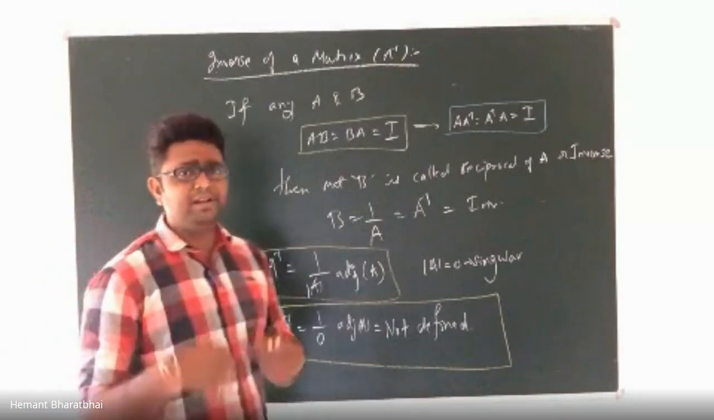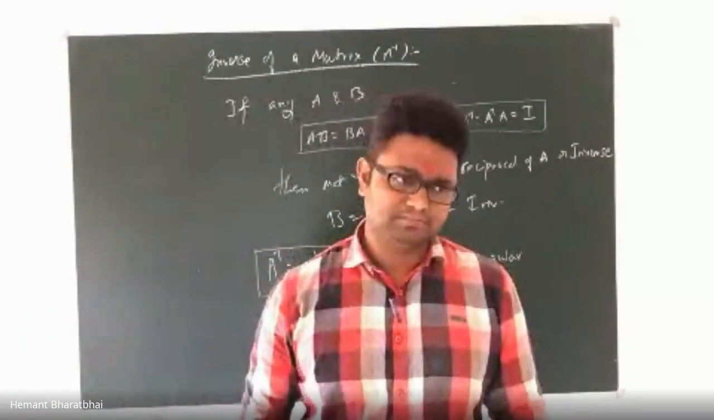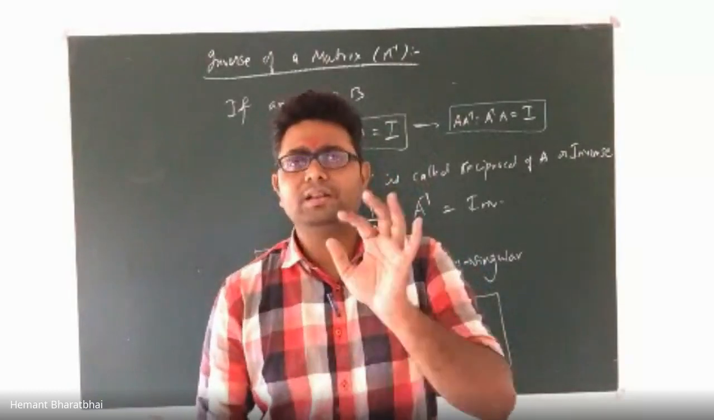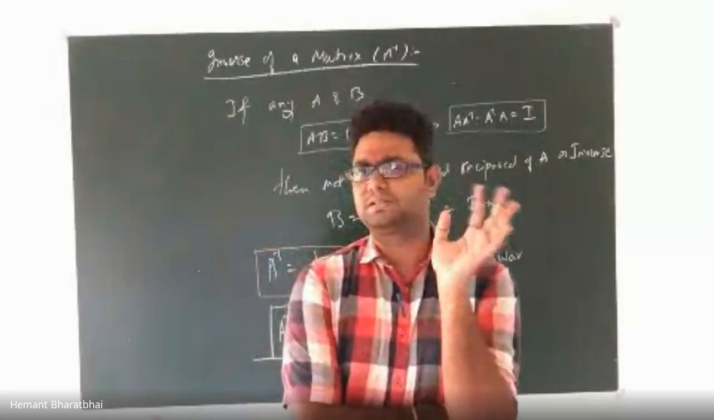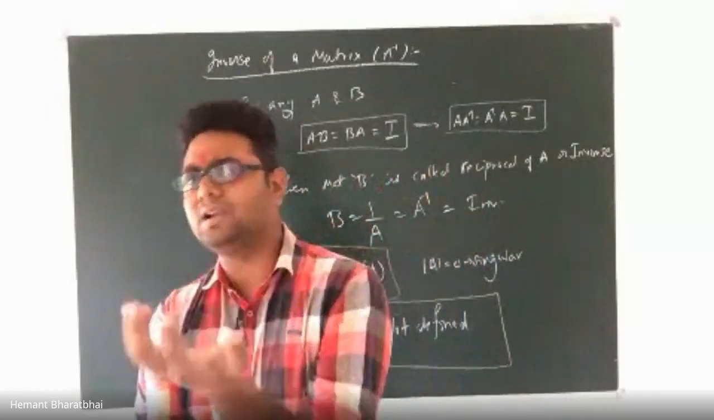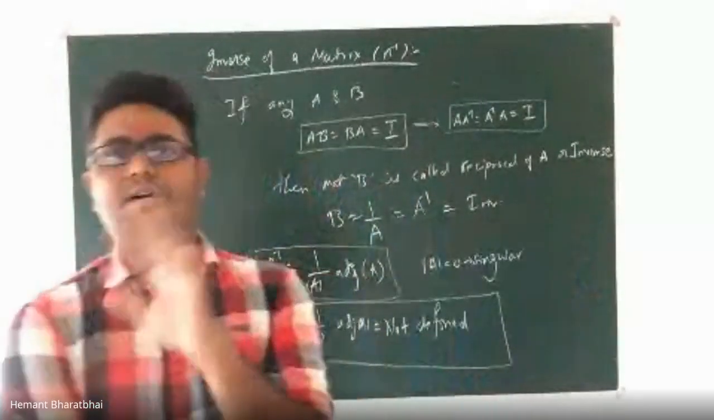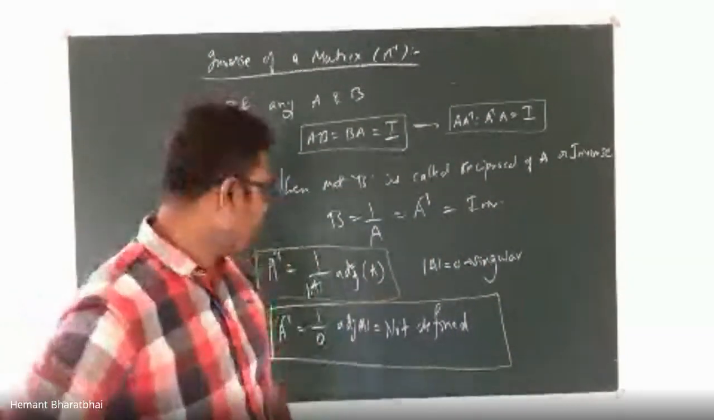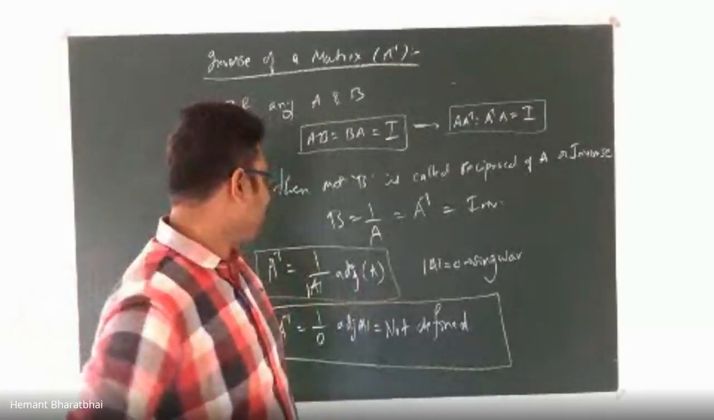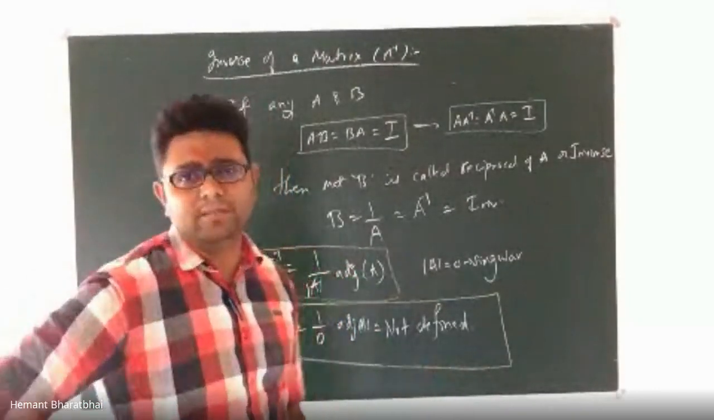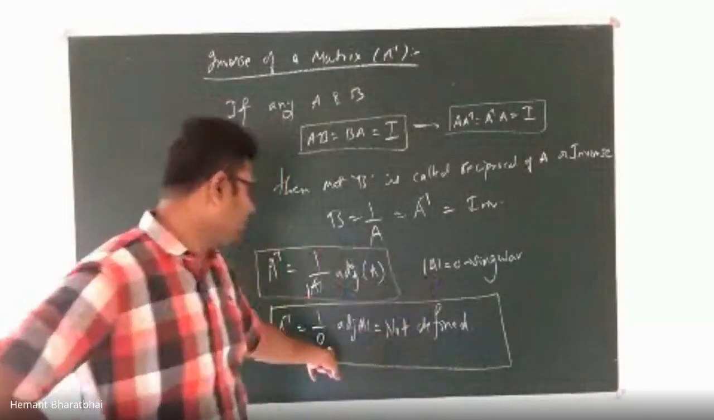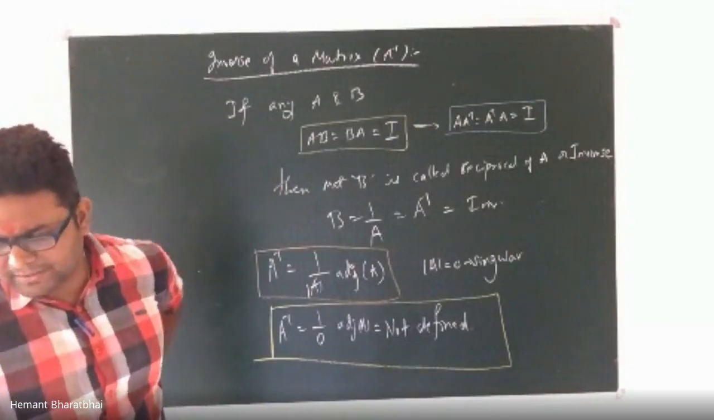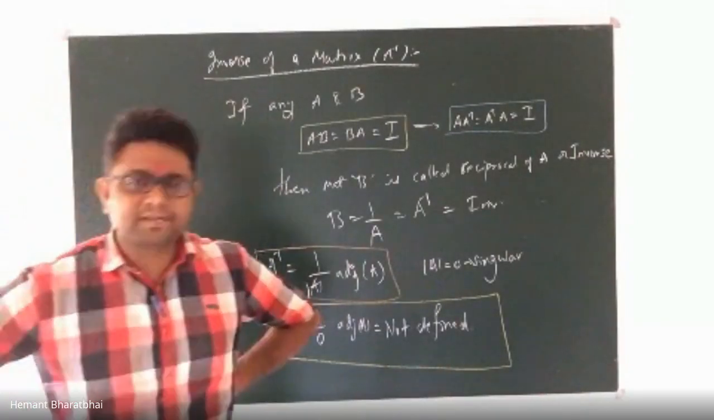We have seen in relations and functions that the inverse of a function exists if and only if the given function is bijective. Otherwise, the inverse does not exist. A similar kind of logic is here also. For all matrices, the inverse will not exist. The inverse will exist if and only if my given matrix is a non-singular matrix. If the given matrix is singular, then the inverse of the matrix is not defined. Is that clear?